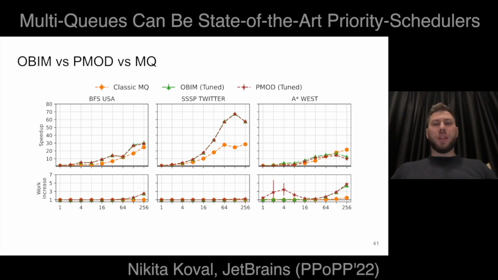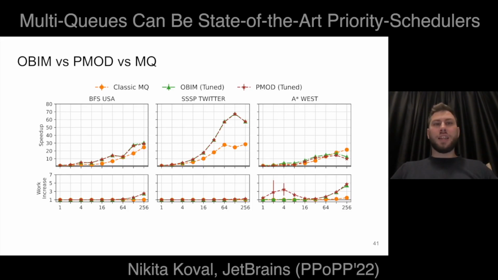Here are three experiments. On the left, this is the parallel BFS algorithm on the road graph. In the middle, you may find the SSSP algorithm, which is essentially the parallel Dijkstra algorithm, on the 2-bit network graph. And finally, on the right, these are experimental data on the A-star algorithm on the western part of the road graph of the United States.